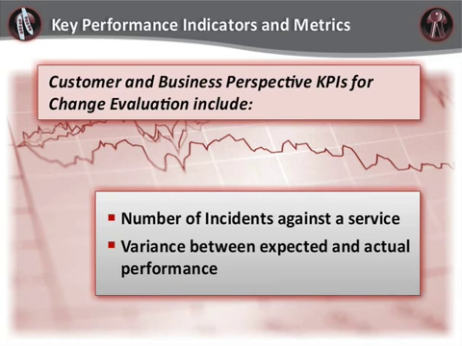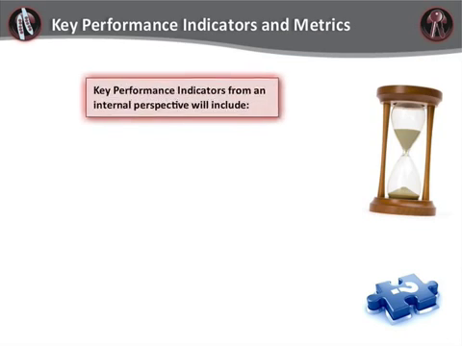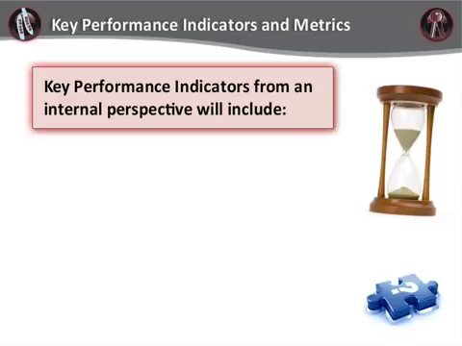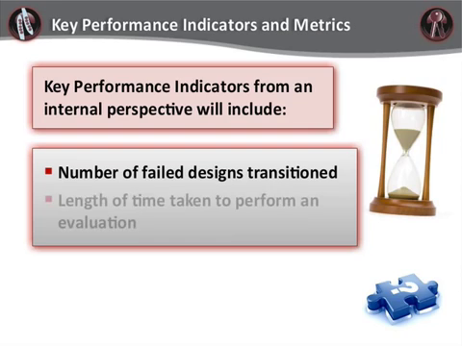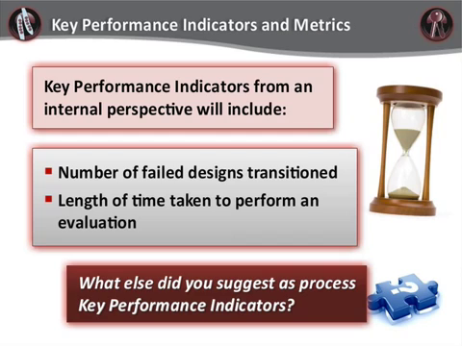Secondly, the variance between expected and actual performance should also be low and reducing, again because evaluation will identify any areas of non-conformance. There are also 2 suggested key performance indicators for internal use, to allow the service provider to manage the performance of a process. The first key performance indicator is the number of failed designs that have been transitioned. This should be 0. Secondly, the length of time to perform an evaluation should also be reducing, as the process gets more efficient. What else did you suggest as key performance indicators for the process?